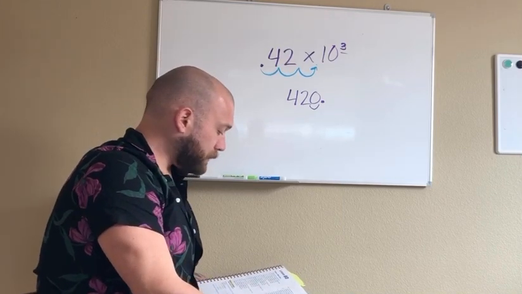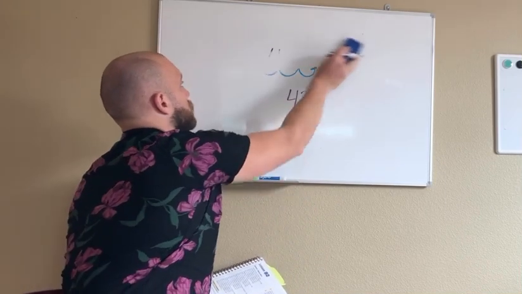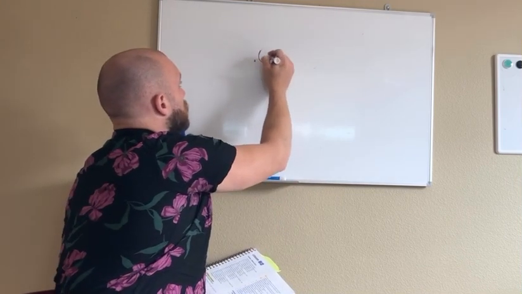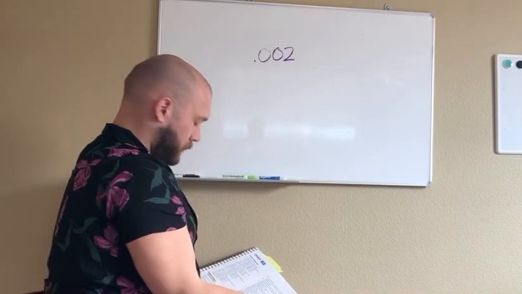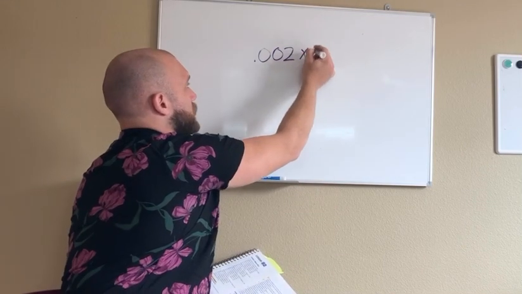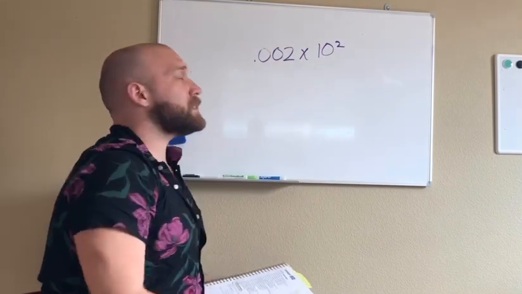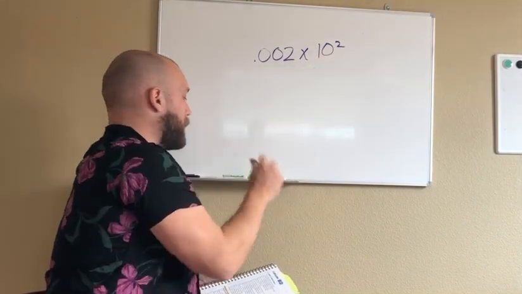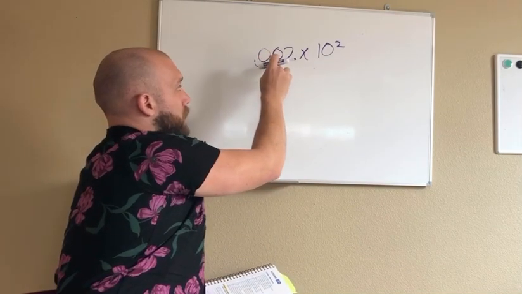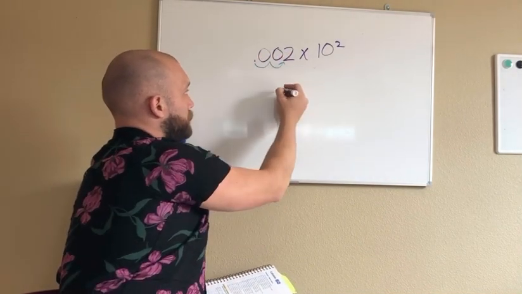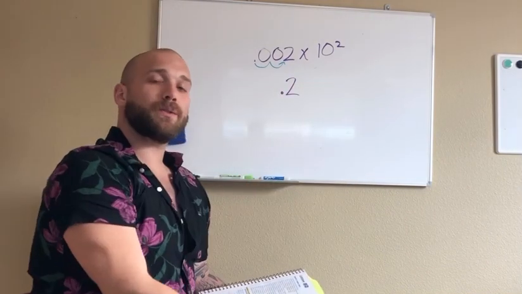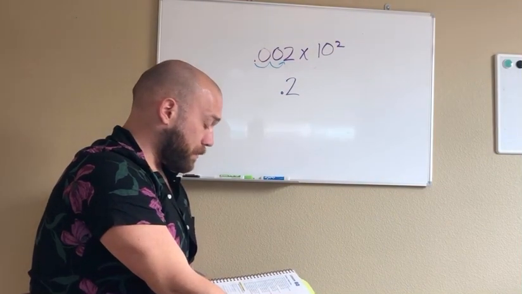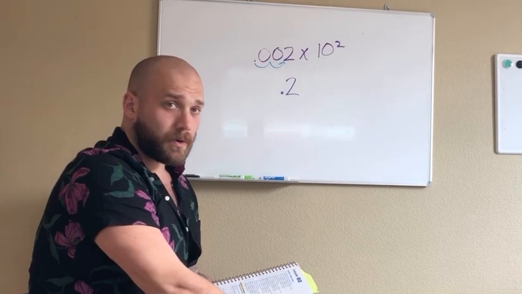All right, problem C. Two thousandths times 10 to the second. How many places am I moving the decimal to the right? 2, because it's to the power of 2. So this is going to be 1 and 2. My new number? 2/10. You have 2 more problems on that part, D and E. You're going to be doing those on your own.